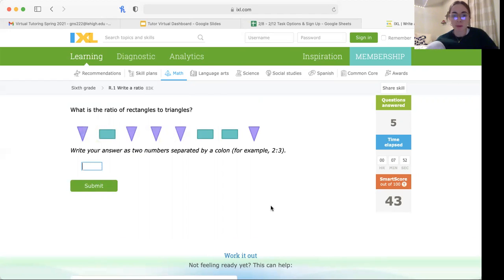Okay, again, this one's a little bit more complicated because they are not on the same straight line, but let's count the ratio of rectangles to triangles. So first, let's count the rectangles. 1, 2, 3. 3, don't forget the semicolon. Then the triangles, and you count them. 1, 2, 3, 4, 5. So the ratio of rectangles to triangles is then 3 to 5.